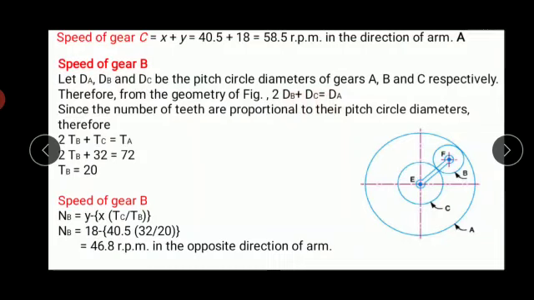And that can also be written with respect to the number of teeth with respect to the module. And that becomes 2 TB plus TC equal to TA. So substitute the value for number of teeth for gear C and gear A, and TB turns out to be 20 number of teeth. So next we are required to find out the speed of gear B, because we now know the number of teeth on gear B.